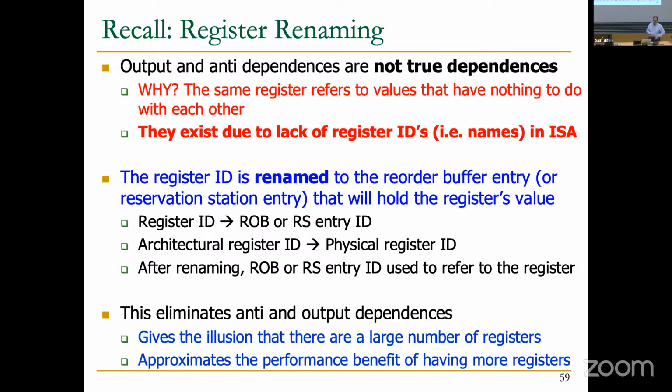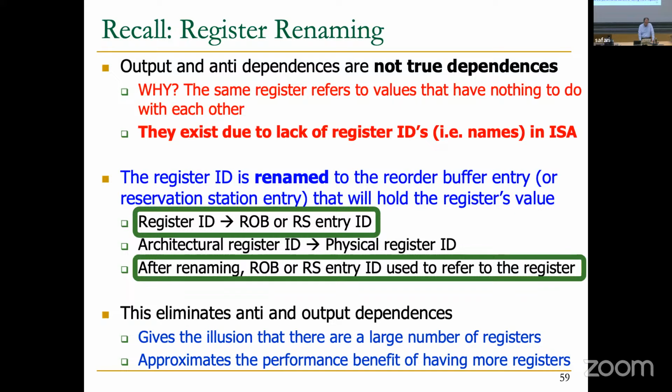Okay, so let's recall register renaming again. As we talked about, we have anti-dependence and output dependence, which are not true dependencies, and we fix them by register renaming. So the register ID is renamed to the reorder buffer entry or reservation station entry, which will hold the register's value. An architectural register ID becomes a physical register ID, and after renaming, the reorder buffer or reservation station entry ID is used to refer to the register. These are the two differences that we're going to see a lot now.